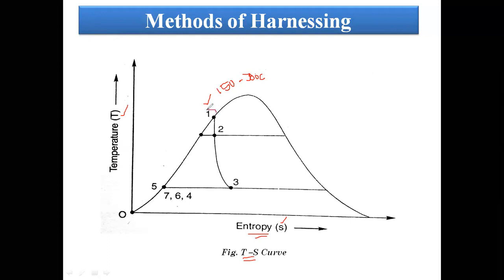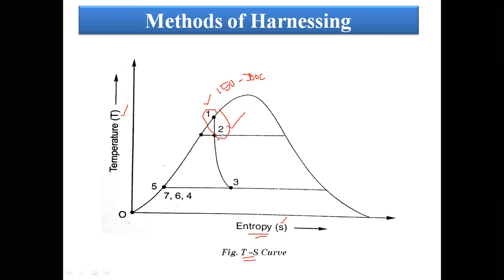And 1 to 2 indicates drop in temperature in the production well. That is, we carry it from the ground. Here a little bit of the temperature, of the steam, is wasted. That is less than 1%, or between 1 to 3%. That indicates 1 to 2, the drop in temperature in the production well.